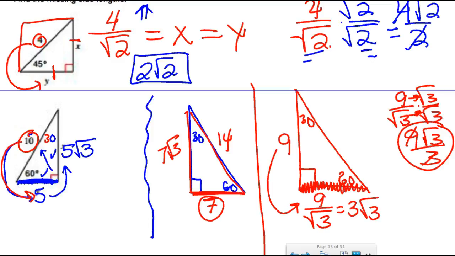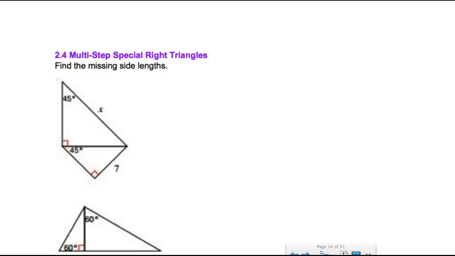Once I have the short side, look in the concept box, the hypotenuse is twice the short side. So I double my short side, giving me 6 root 3. This is a hard section for most kids, and it's because they don't want to follow the map. They just want to look at it and know. You're going to have to use those relationships sometimes.